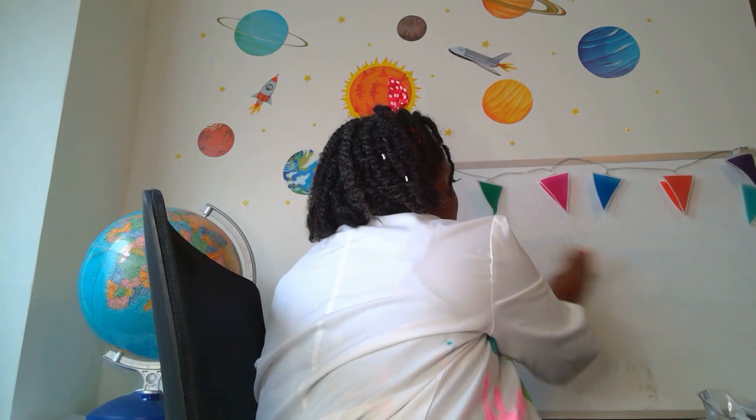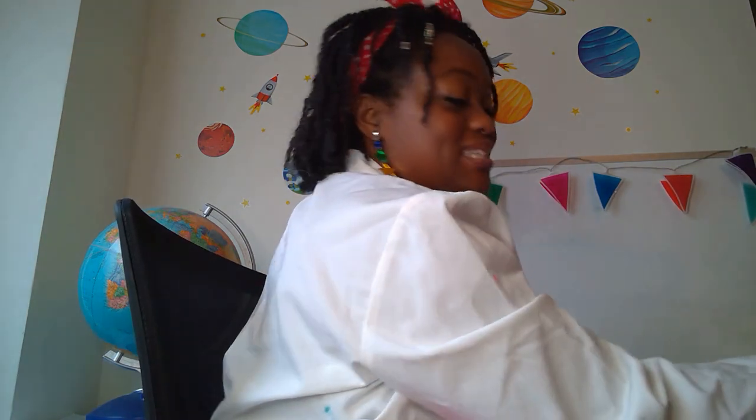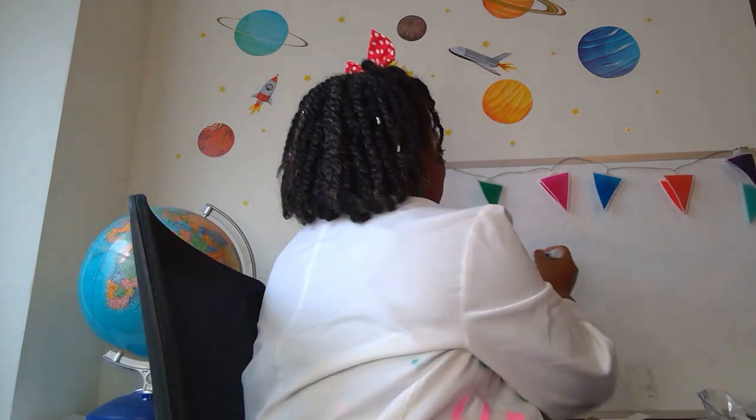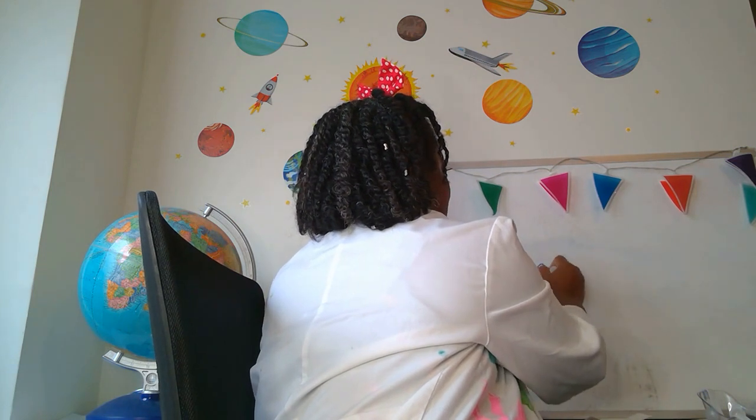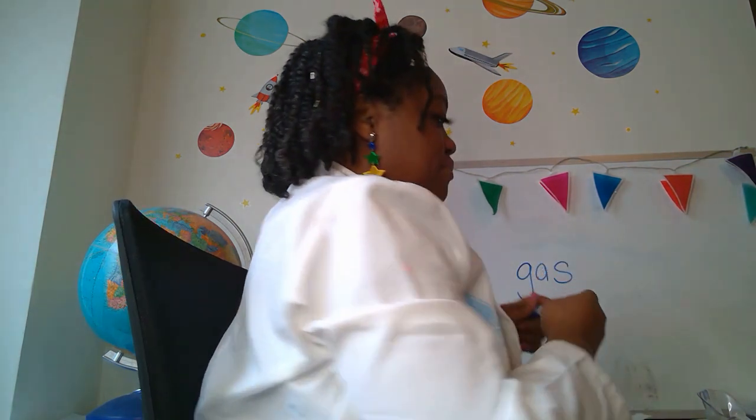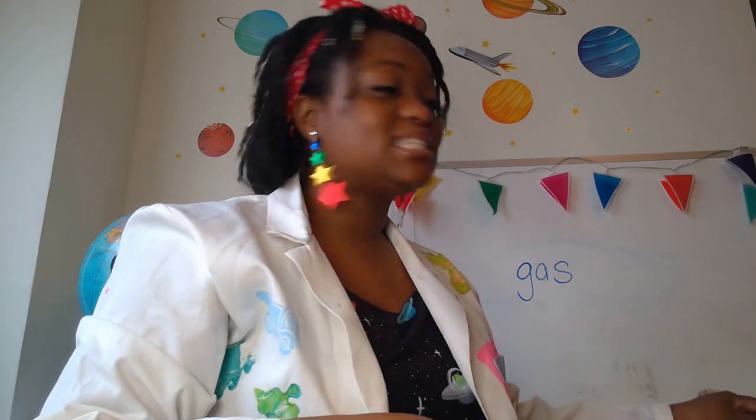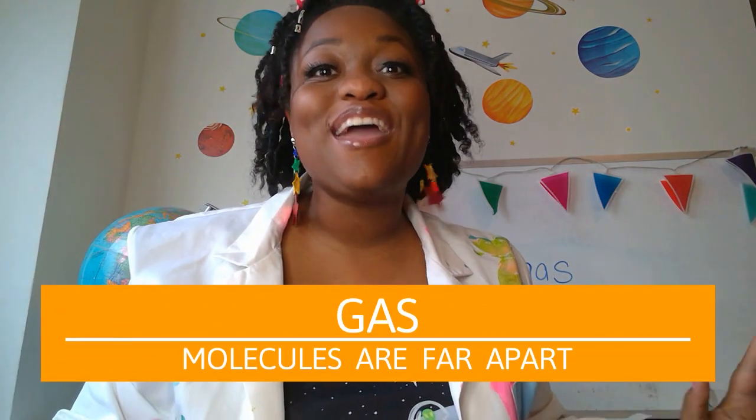Now our next type of matter is a gas. G-A-S. All right. So in a gas, the molecules are everywhere. They're everywhere. They are not near each other at all, okay? And because they're not near each other, gases don't have their own shape. I'm sorry, solids have their own shape, but gases don't have their own shape.